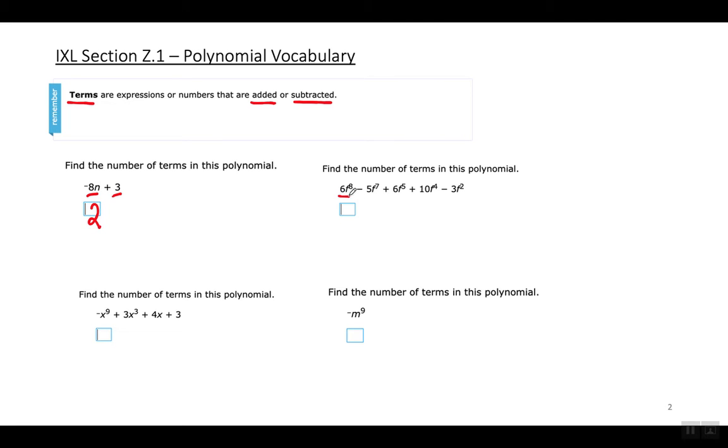This one right here has 1, 2, 3, 4, 5 terms. This one has 1, 2, 3, 4 terms. And this one has 1 term. Pretty simple, right? So those are some of the questions you're going to get, all right? Find the number of terms in this polynomial. The terms are the expressions or the numbers that are added or subtracted in a polynomial.